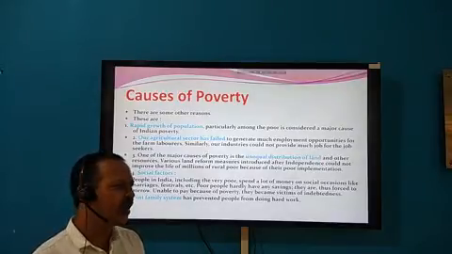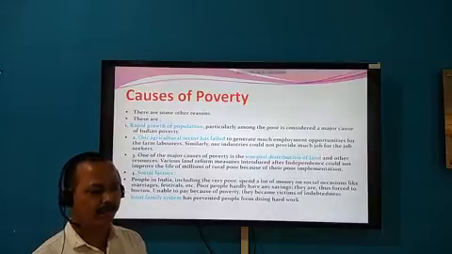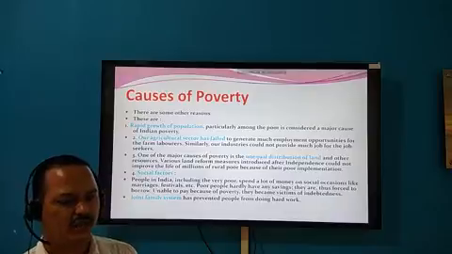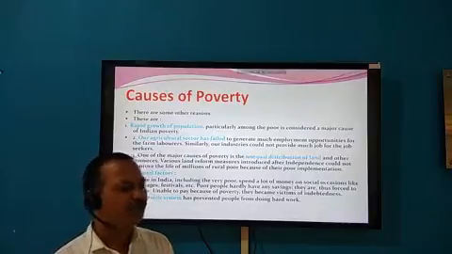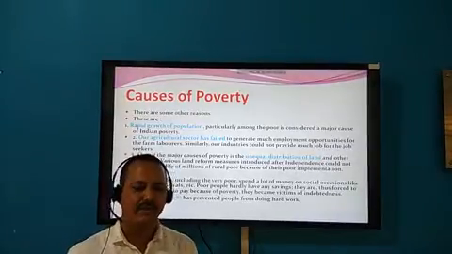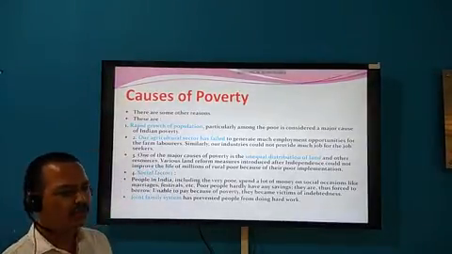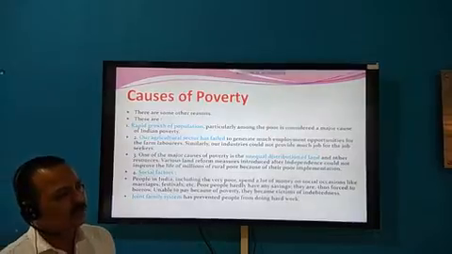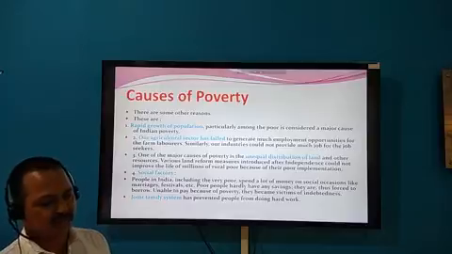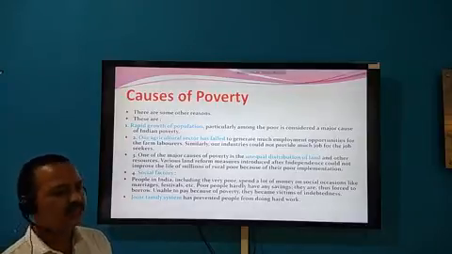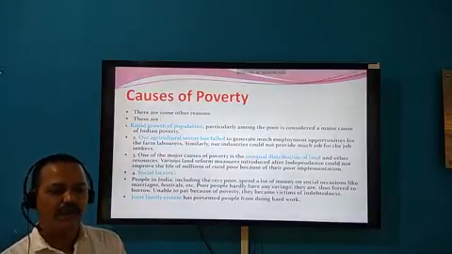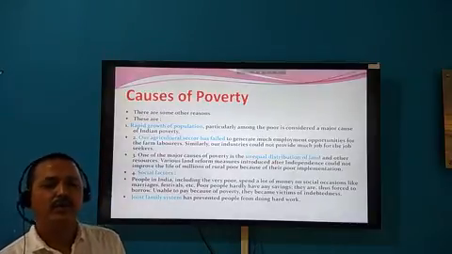Next one is social factor. This is also another very important factor of poverty in India. People in India, including the very poor, spend a lot of money on social occasions like marriage, festival, etc. Poor people hardly have any savings, they are thus forced to borrow and ultimately they become victims of indebtedness. Joint family system is also another cause of poverty in India, because joint family system has prevented people from doing hard work.